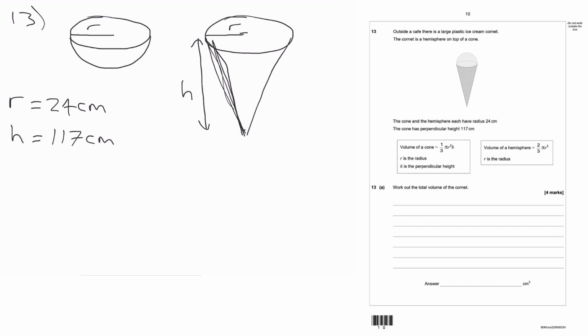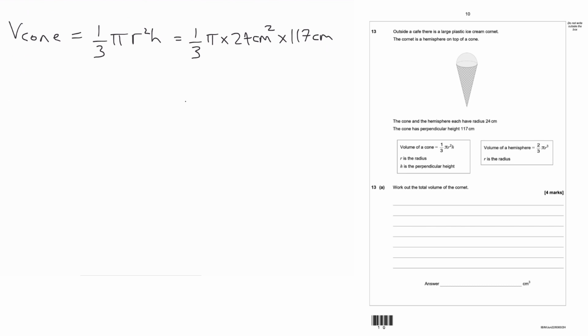We're also told the volume of the cone and the volume of the hemisphere. So we have for the cone that is equal to 1/3 pi r squared h. And we have r and h, so we're ready to fill this straight in. So this is equal to 1/3 pi, actually, I'll take that back, times 24 centimetres squared times 117 centimetres. And when we work this out, this gives us the total volume as 22,464 pi centimetres cubed.